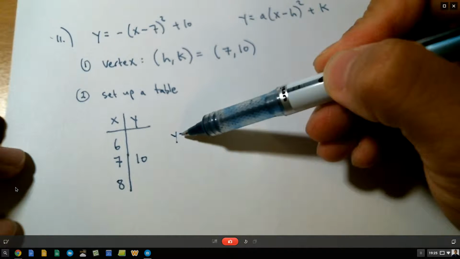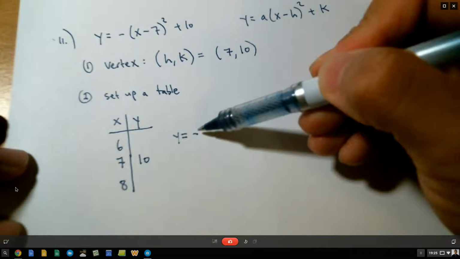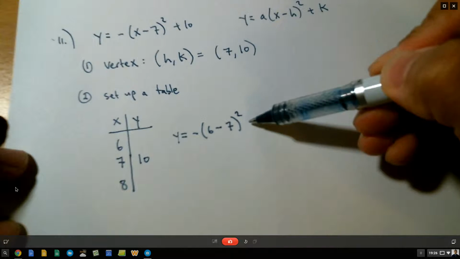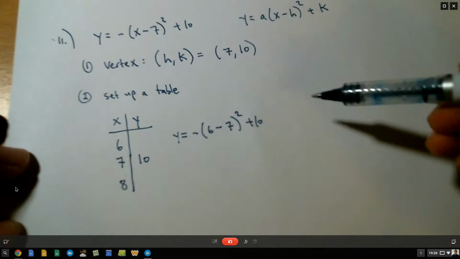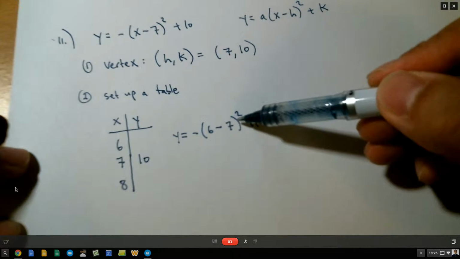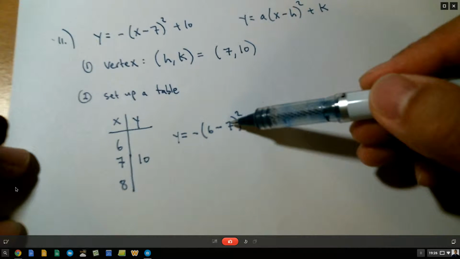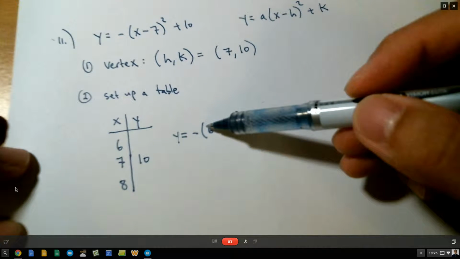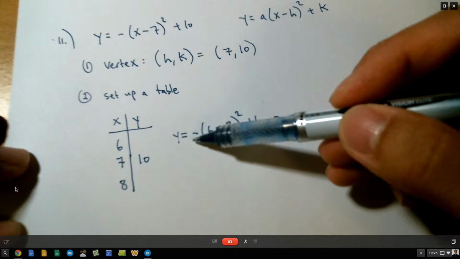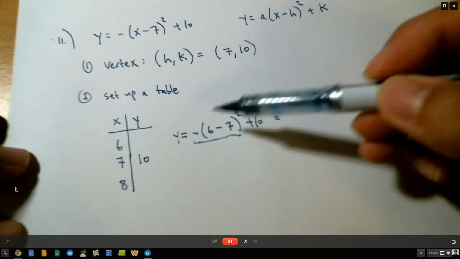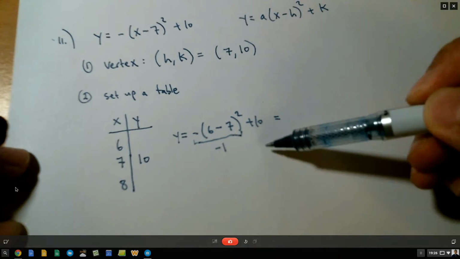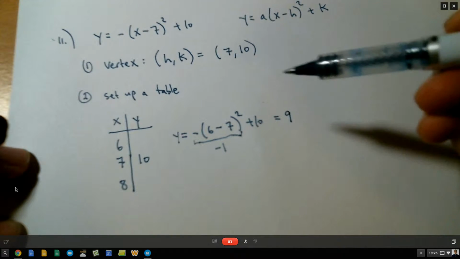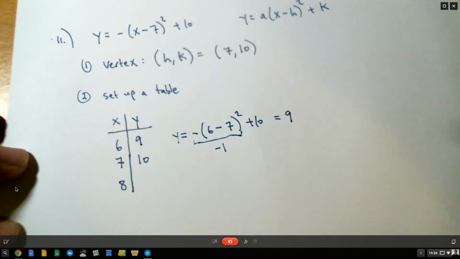So y is equal to negative, I'll pick 6 minus 7 squared plus 10. And what is 6 minus 7? That's negative 1. Negative 1 squared is 1. Then we distribute the negative, it becomes negative 1 again. So this whole part becomes negative 1. Negative 1 plus 10, we get 9. So when x is 6, y is 9.